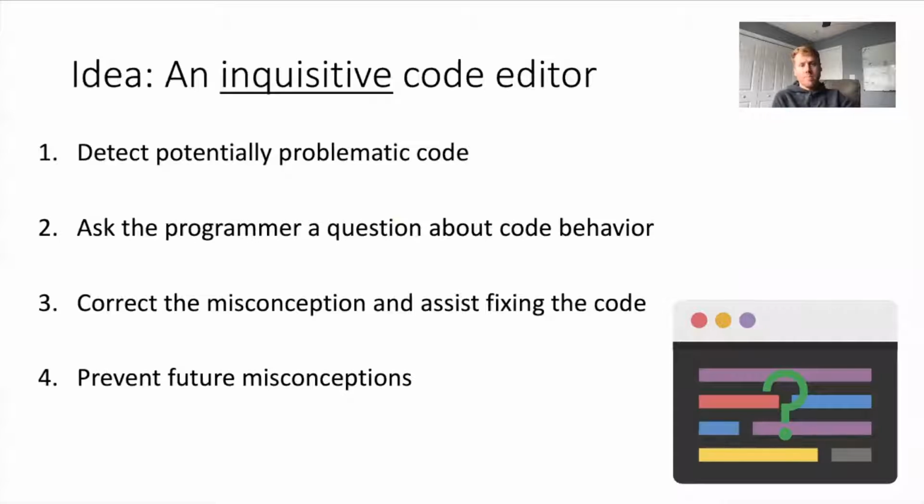It works in four main steps. First, the code editor detects potentially problematic code, meaning code that will compile but correlates with semantic errors that novices have. Second, the editor will ask the programmer a question about how they think their code will behave. And third, if the answer is different than how the program will actually behave, then the tool can attempt to correct the misconception, as well as assist in fixing the buggy code. And finally, the editor can try to prevent future misconceptions of that same type.